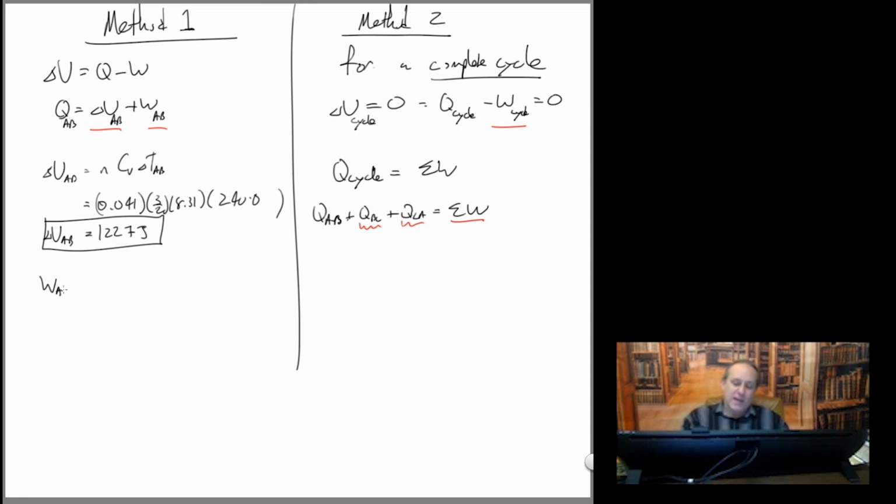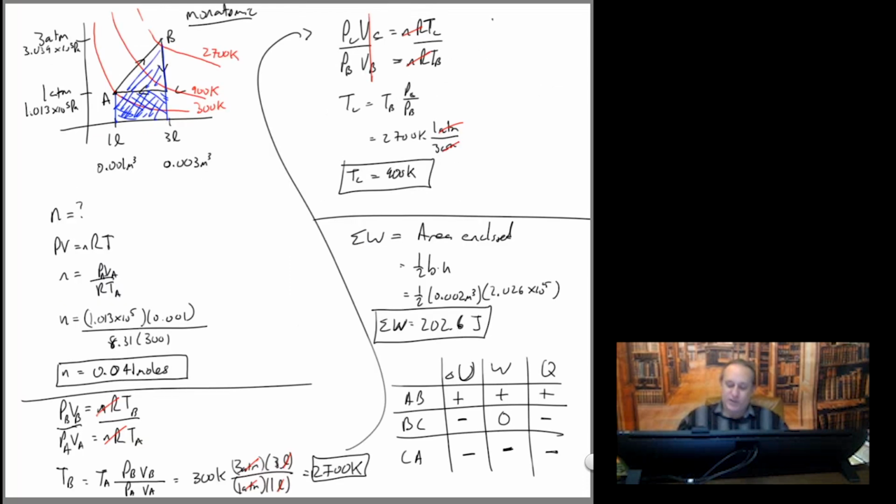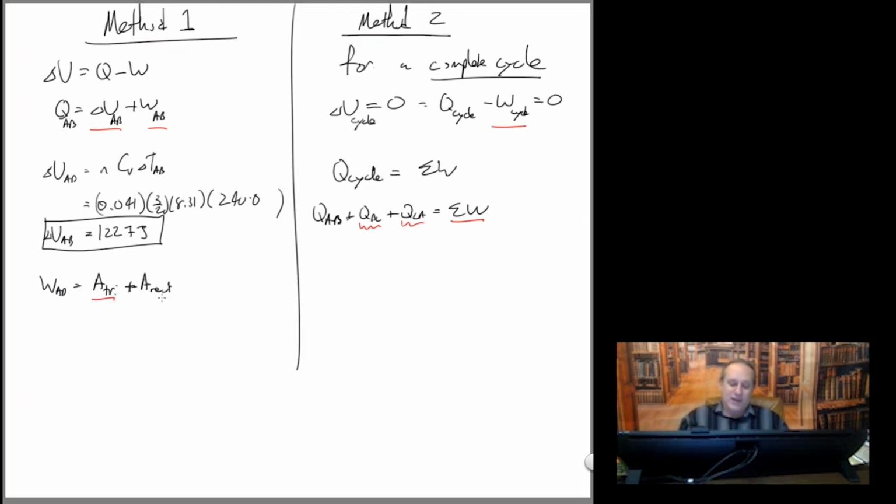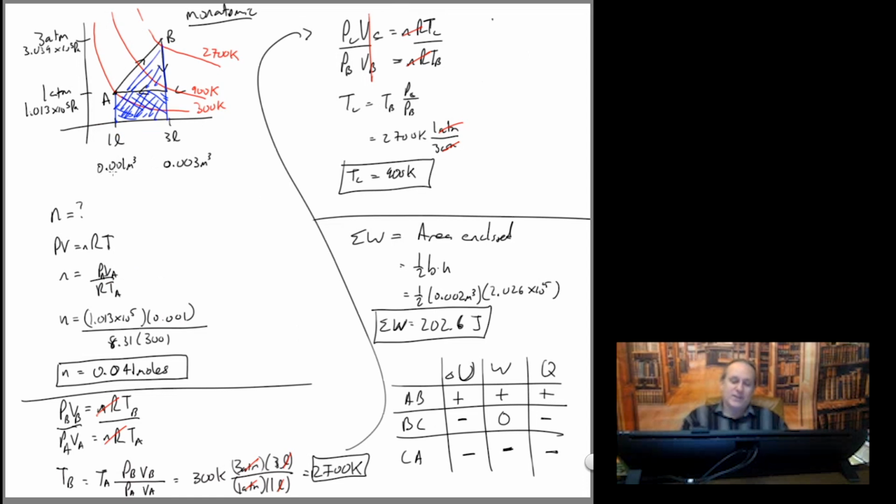The work AB equals the area of the triangle plus the area of the rectangle, and we already know the area of the triangle. That's the net work that we found, 202.6 joules. So we just have to find the area of that rectangle. 202.6 plus base times height. The base of my rectangle is 0.002, and the height is 1.013 times 10 to the 5th.